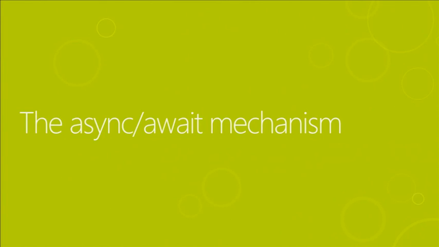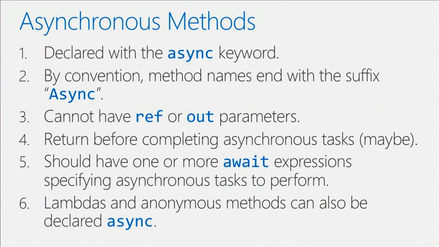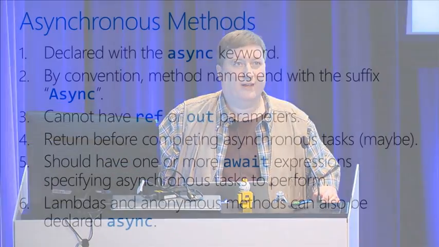So let's take a look at the async and await mechanism. You implement asynchronicity with the async keyword by declaring a method to be asynchronous. And by convention, your asynchronous methods should end with the suffix Async. With one exception: if you're going to make a method that's automatically generated by Visual Studio asynchronous, well, most people don't go in and change the name to add that suffix. You just add the async keyword and you've made the method asynchronous.